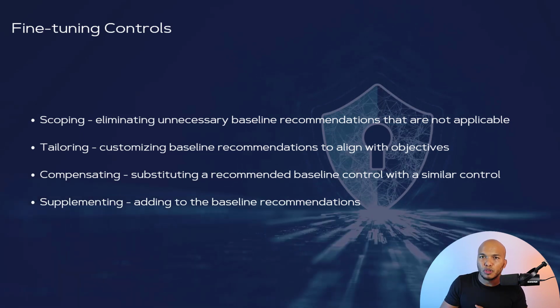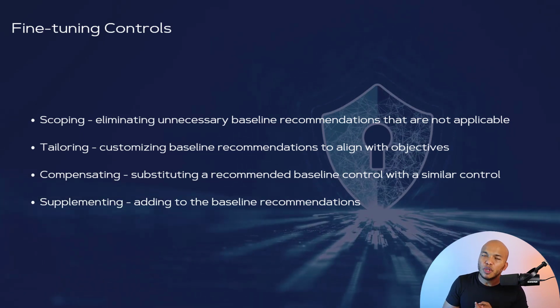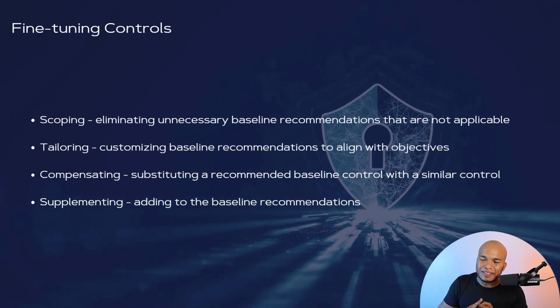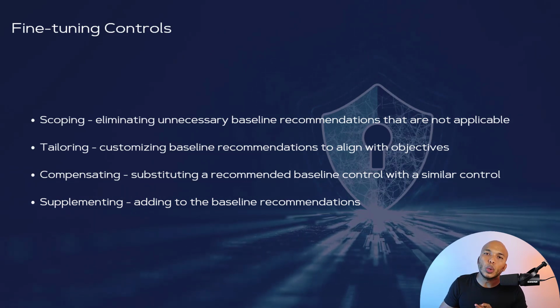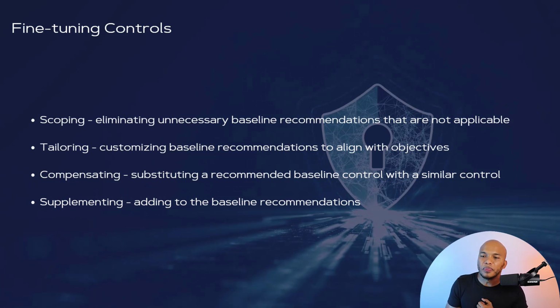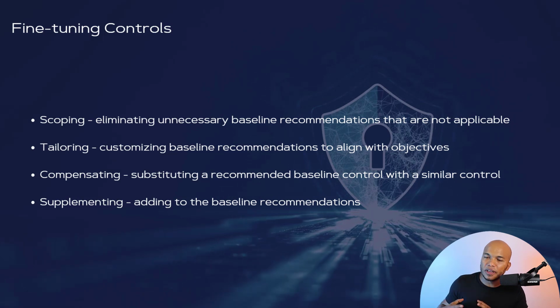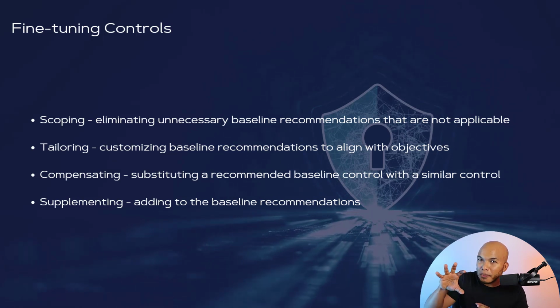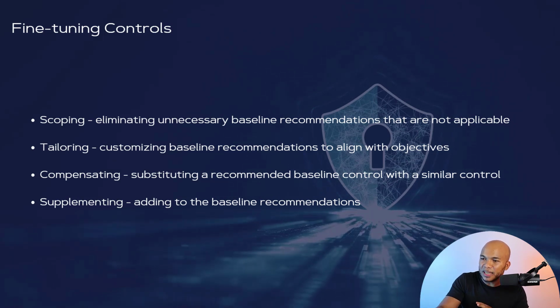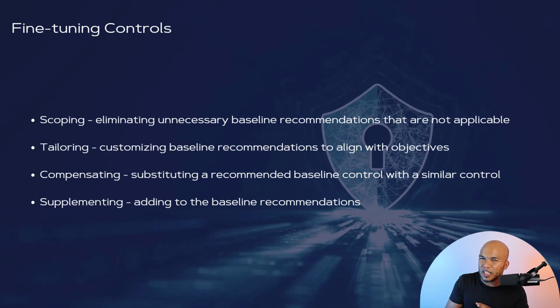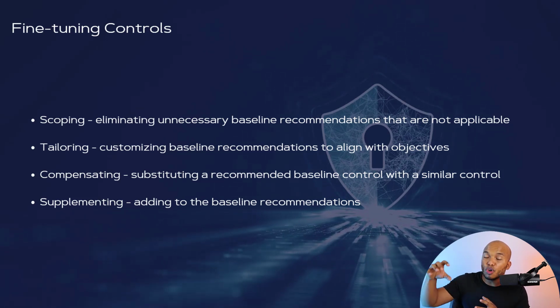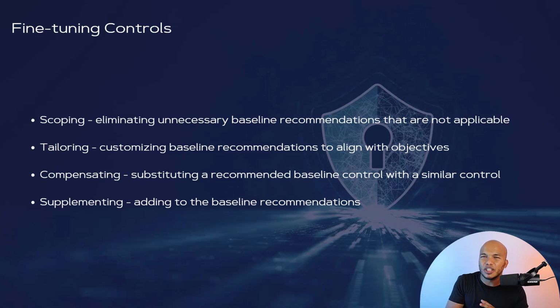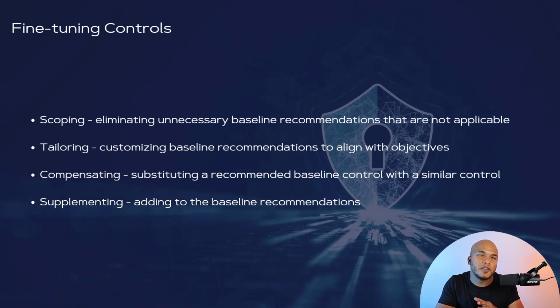So we do have the controls in here. We have scoping. Scoping means you're eliminating any unnecessary baseline recommendations that are not applicable. Okay. And then you have tailoring. Tailoring is now you customizing the actual recommendations in the baseline to align with your objective. So note the difference. Scoping is you're completely removing. Tailoring is you're not removing, you're simply editing, you're simply fine-tuning.